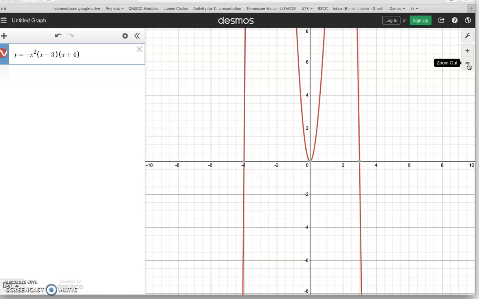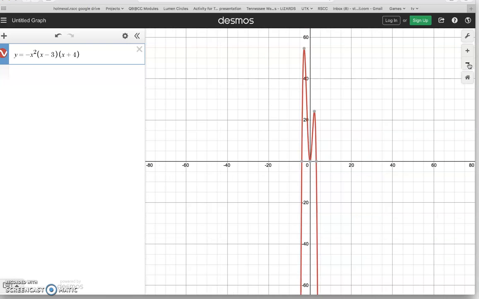So let me back out a little bit. And okay, we got it a little bit wrong. Our left point should be higher than our right point. But basically, we got it correct. And since we don't know how to find these turning points yet, we did the best we could.